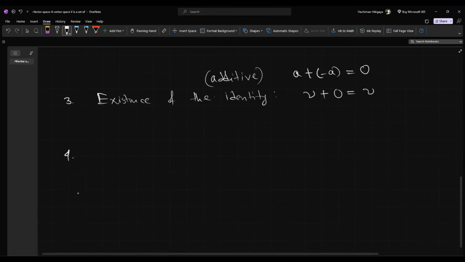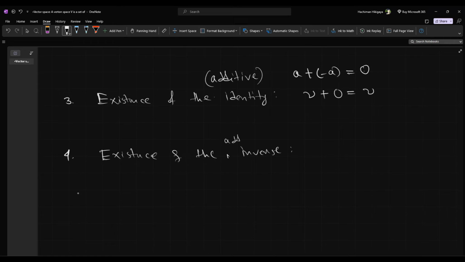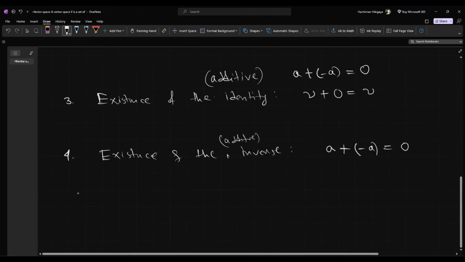Then we have the additive inverse, which we have already mentioned. There is an element which, if we add it to the element, gives us our identity. In that case, a plus minus a gives 0. So the additive inverse of a is minus a.